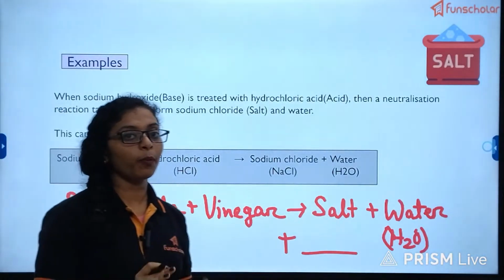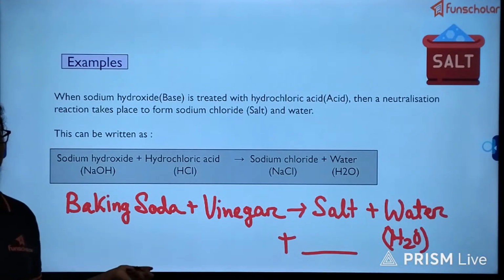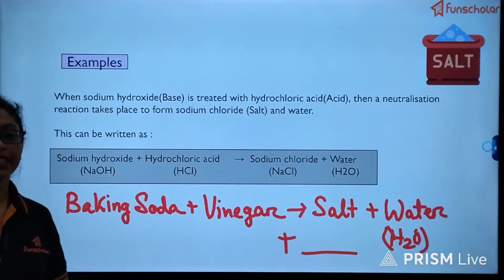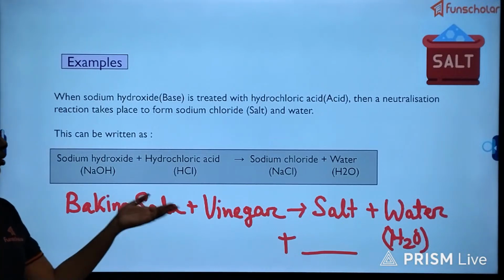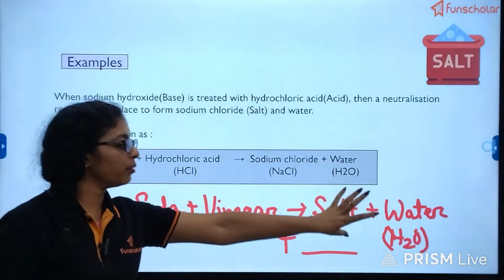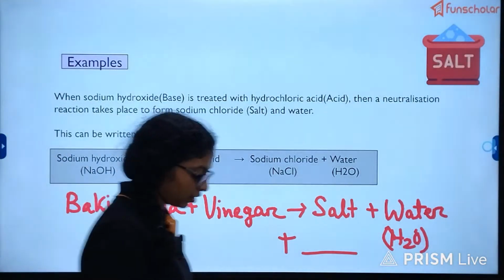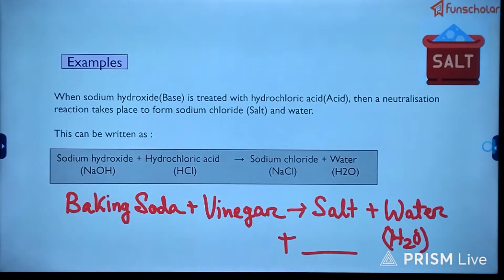Okay, so take a moment and think: baking soda, that is sodium hydrogen carbonate, and vinegar, that is CH3COOH, right? From this vinegar and baking soda, I will get a salt, water, and along with that, a gas. Which gas can come from it? Okay, think about it once, after that we will write the chemical formula and understand how this neutralization reaction can also generate some kind of gas.